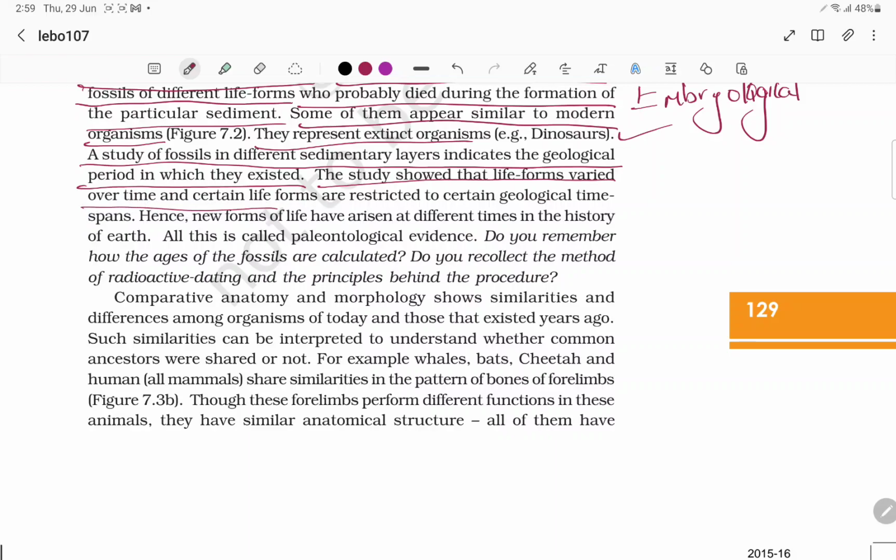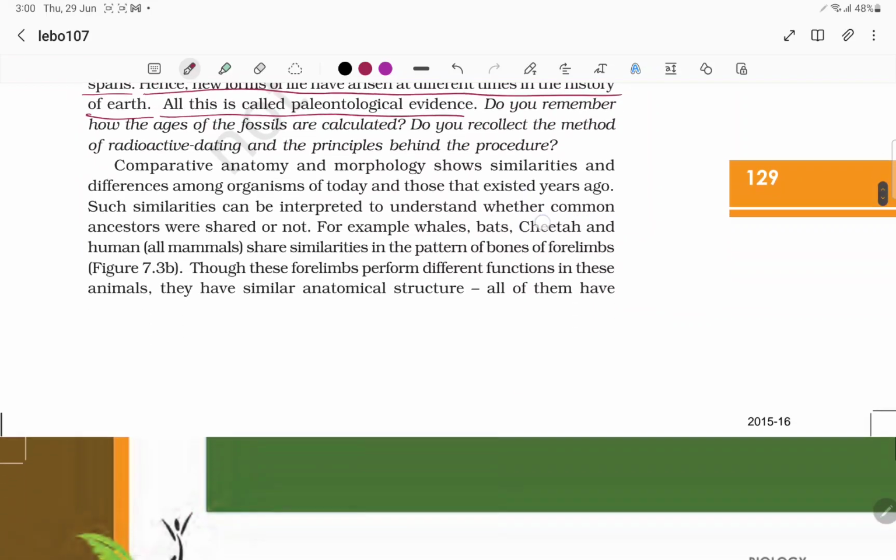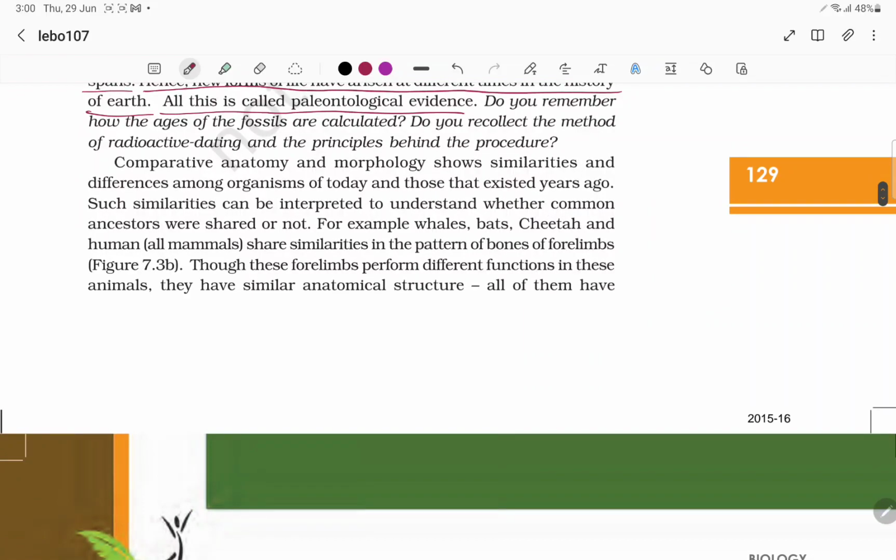So this study showed that life forms varied over time, because over time different life forms originated. Whoever had better fitness survived, and whoever didn't have better fitness died and became extinct. Certain life forms are restricted to certain geological time spans. Hence, new forms of life appeared at different times in history. All this is called paleontological evidence. So fossils are the first thing for evolution evidence.